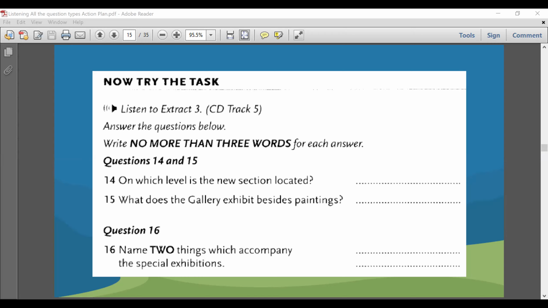Listening, Section 2. Extract 3. Questions 14 to 16.